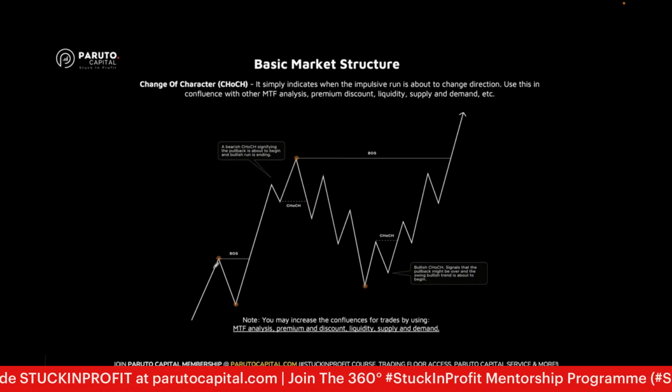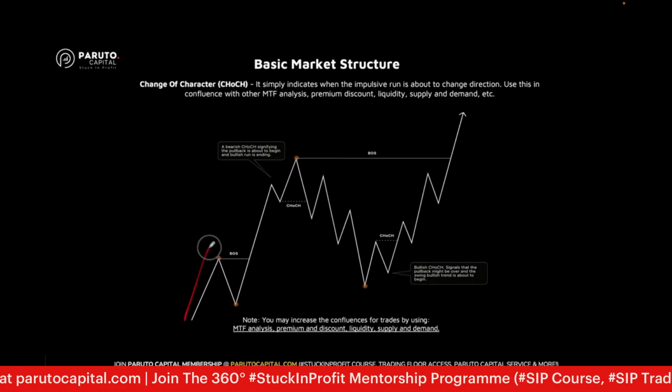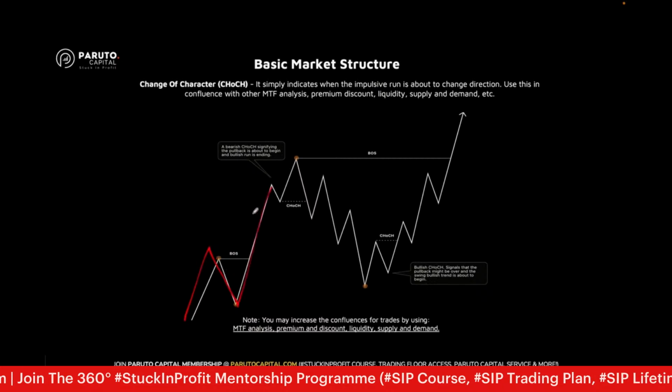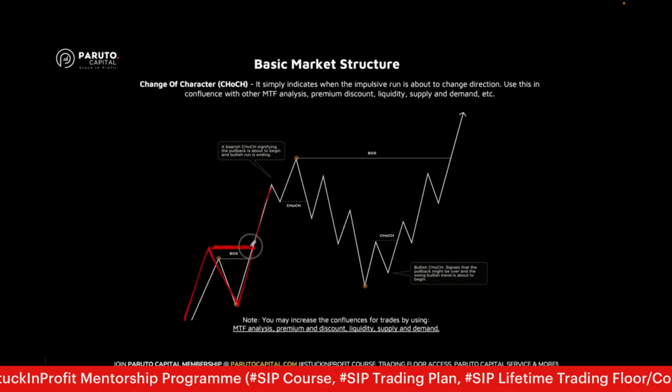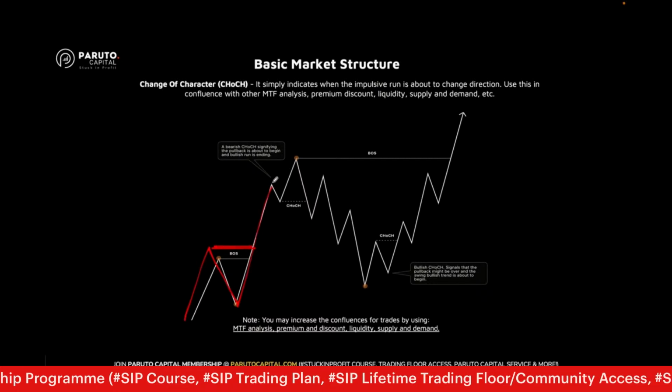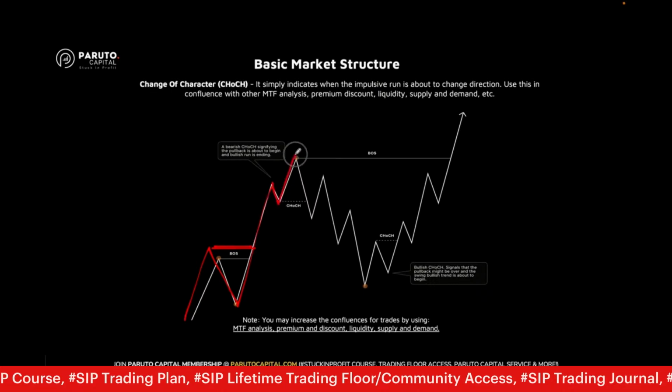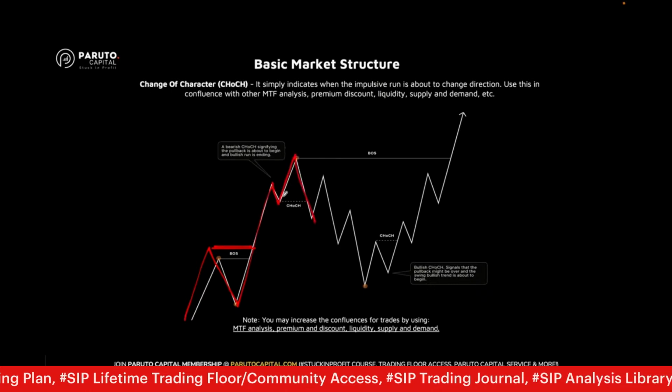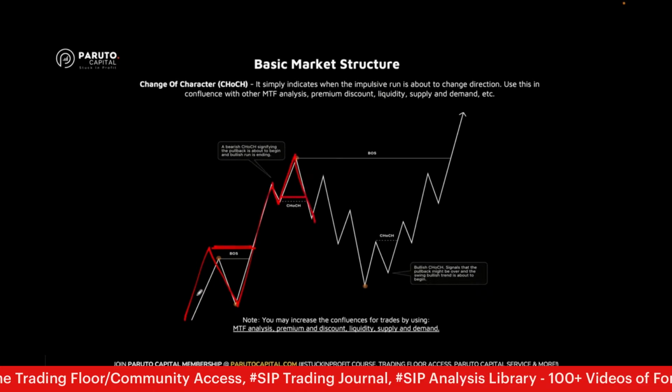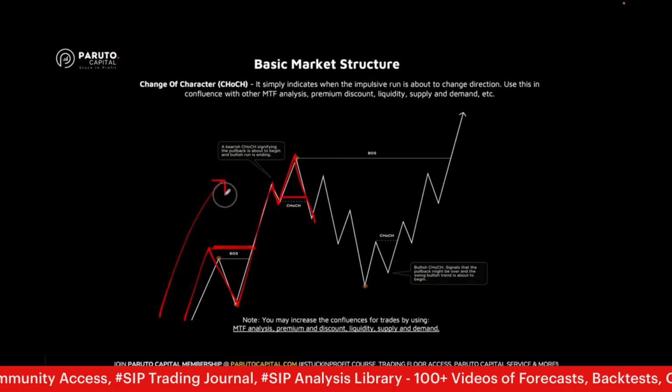So you have here on the chart this impulsive move and then a pullback and then a break of structure, as you can see here, right? And then we have this minor pullback here, and then it continues, and then a change of character, as you can see here. So telling us that this move up is slowing down, right?